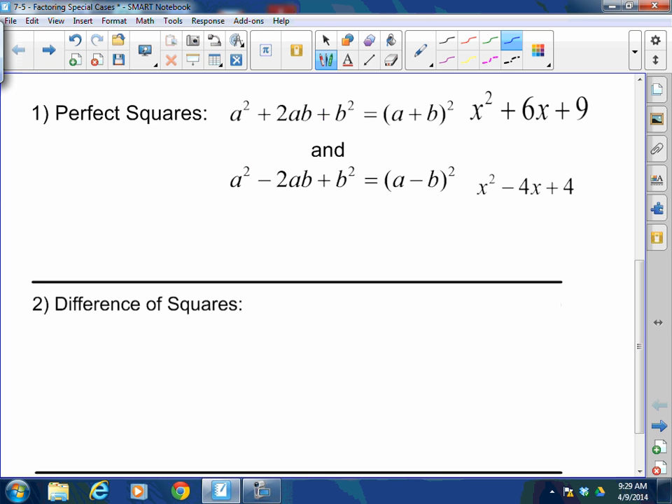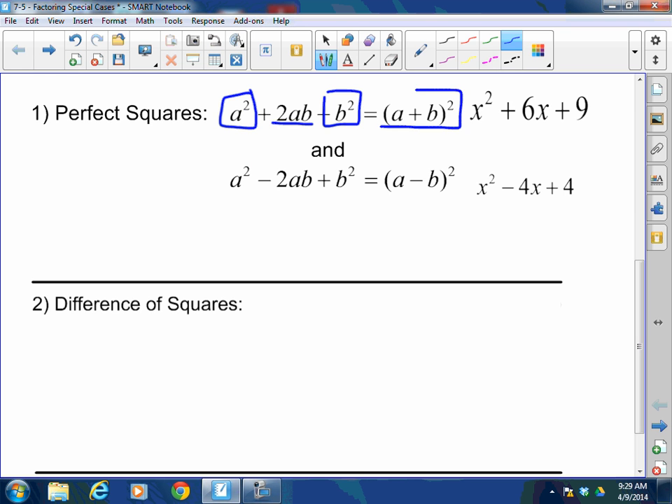Perfect squares are of the following nature always. When you see the first term is a perfect square, the last term is a perfect square, and the middle term is 2 times the square root of the first term times the square root of the second term, you have what's called a perfect square trinomial.